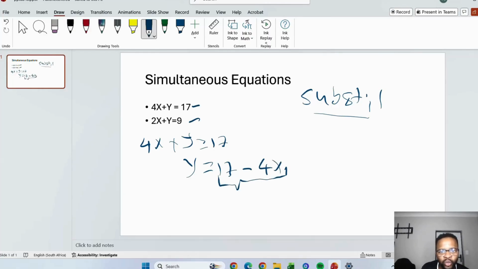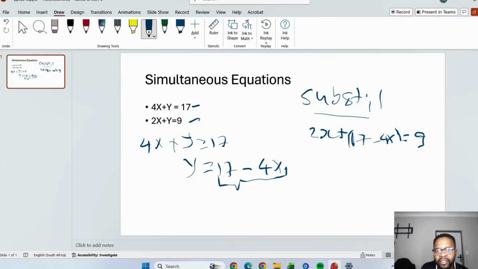So we go to the second equation, which is this one here. We take this value of y and substitute where there's y. How do we do this? We take 2x plus, what's the value of y? 17 minus 4x. This is our value of y that we have here, which equals 9, right?